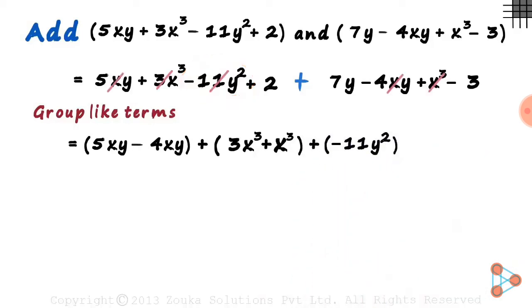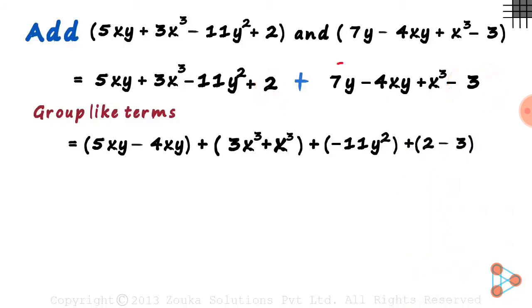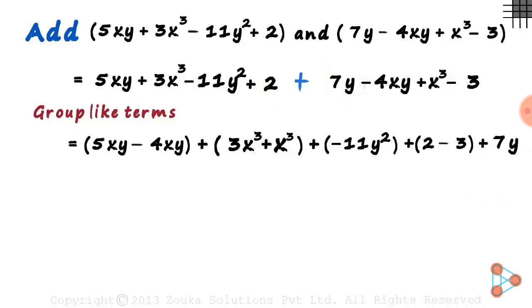Remember to lightly strike off the terms that have already been considered. Next in line, we have 2. Minus 3 is a like term. The fourth group would be 2 minus 3. 7y is the only term that's left, so we write it here. Now we're done with the grouping.